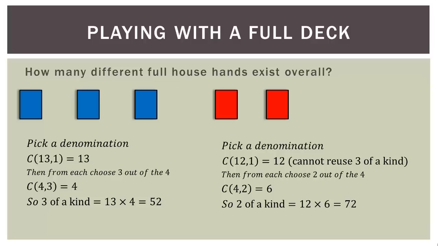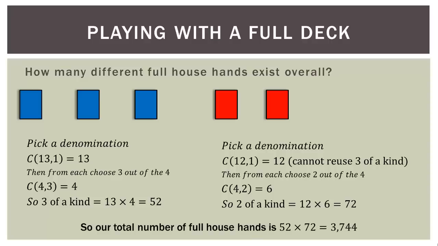Now, all we have to do is match each outcome on the blue side to each possible outcome on the red side. It's kind of like matching your pants and your shirt. So to match those two together, we just multiply them. So our total number of full house hands is 52 times 72. And that comes out to 3,744. So if you pull 5 cards out of a deck of 52, there are 3,744 possible full houses. It's pretty cool, right?